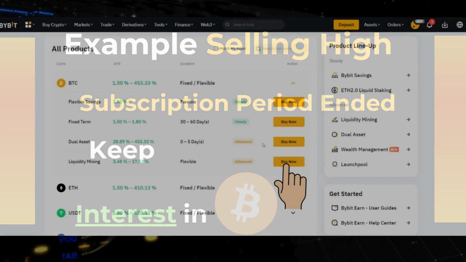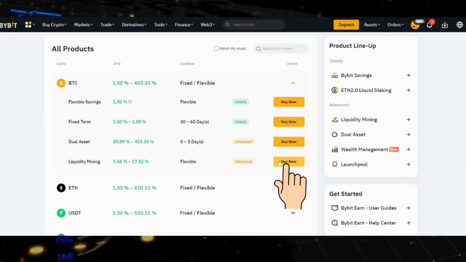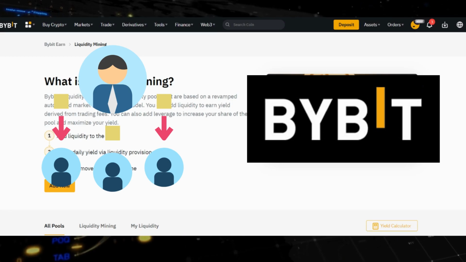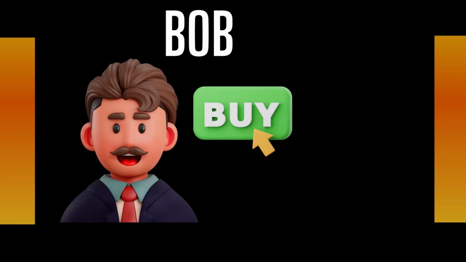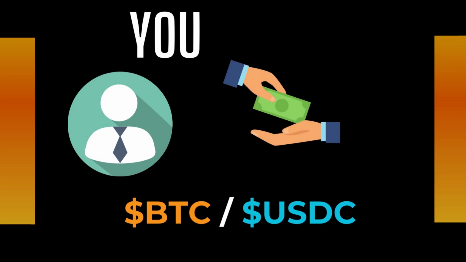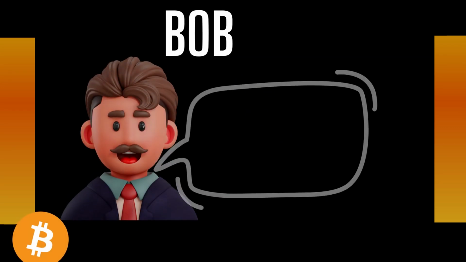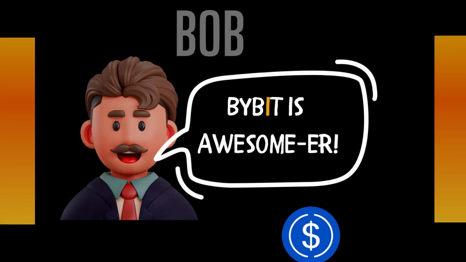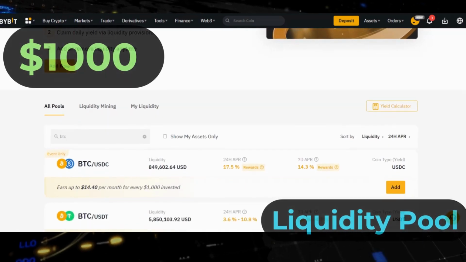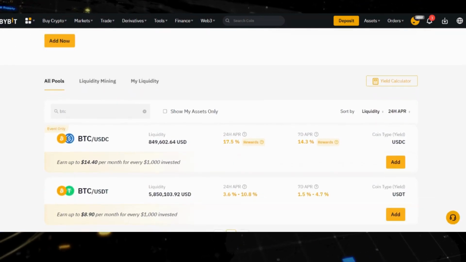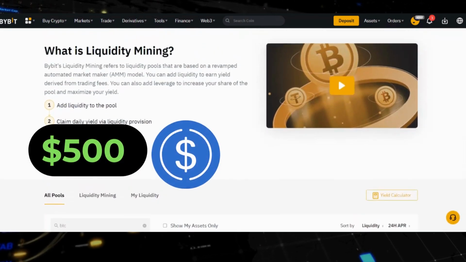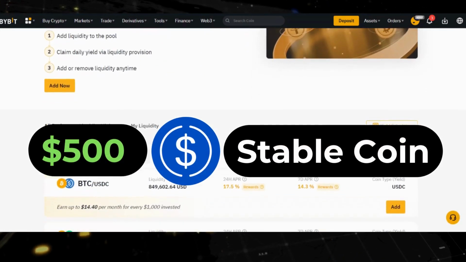And a fourth option, liquidity mining. As a liquidity provider, you are helping the exchange to have an easier time offering liquidity to its users. Let's assume Bob wants to buy Bitcoin. Because you have provided liquidity to the Bitcoin/USDC trading pair, Bob will always have Bitcoin to buy. Same goes to USDC. If you invest $1,000 into the liquidity pool, $500 will go into Bitcoin, the more volatile coin, and $500 will go in USDC, the less volatile coin.